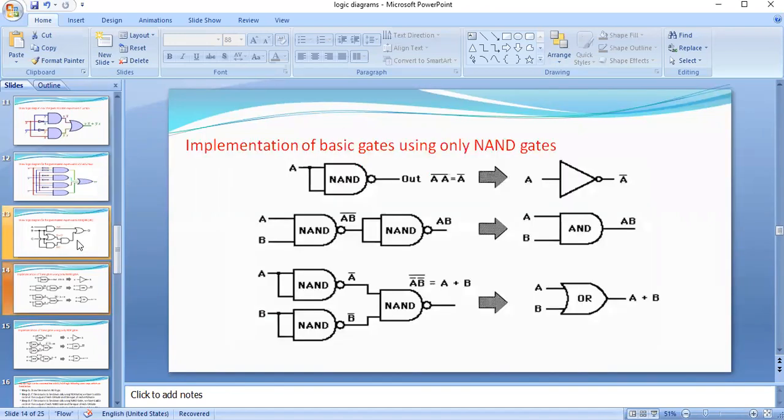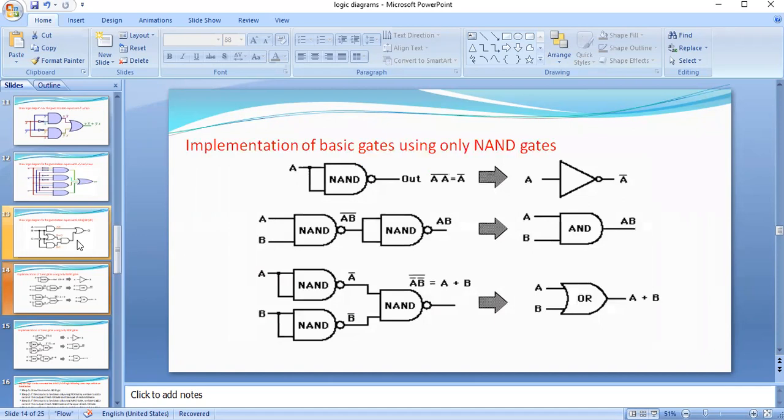Okay, so till now we discussed how to draw a logic diagram for the given Boolean expression. Our next topic is how we can implement the basic gates using universal gates. See here, implementation of basic gates using NAND gates.